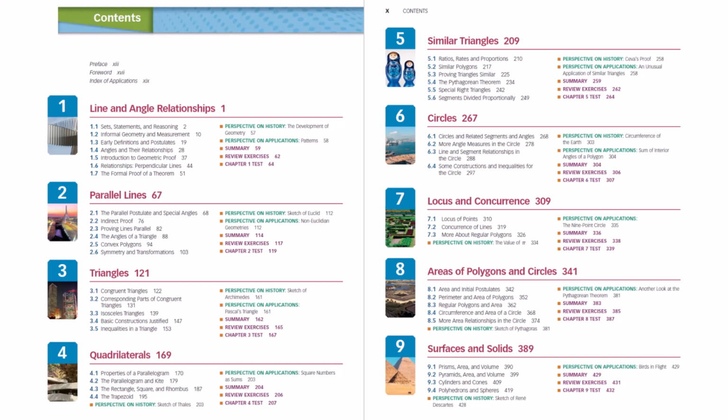All right, we're starting chapter 2 of the geometry textbook. Chapter 2 is concerned with parallel lines. So everything we're going to study here is going to have some relationship to parallel lines. In this video, we're going to go through the opening section, which is on the parallel postulate and special angles.